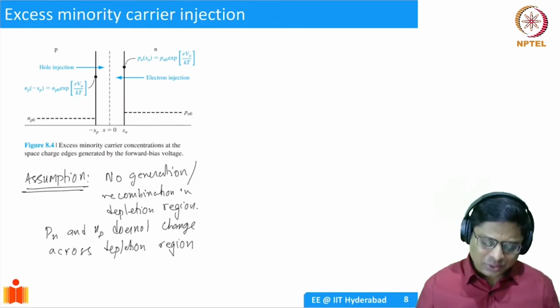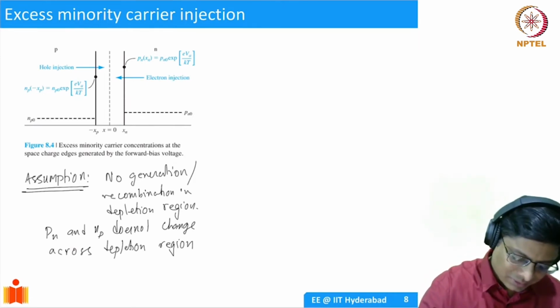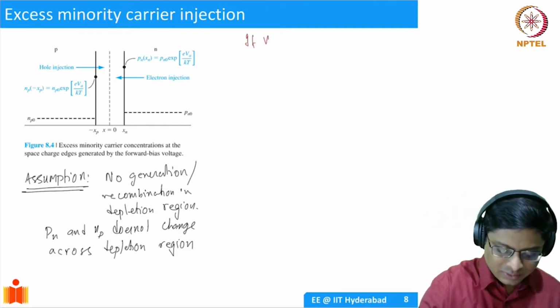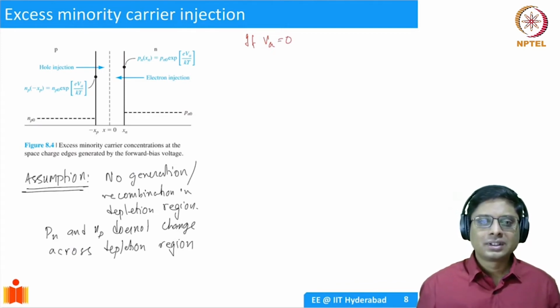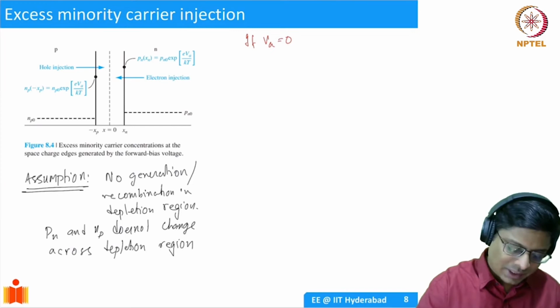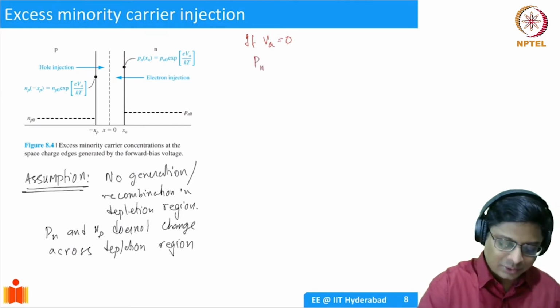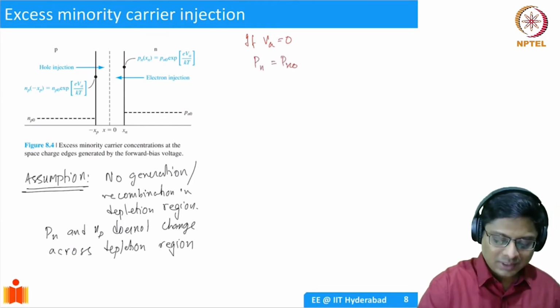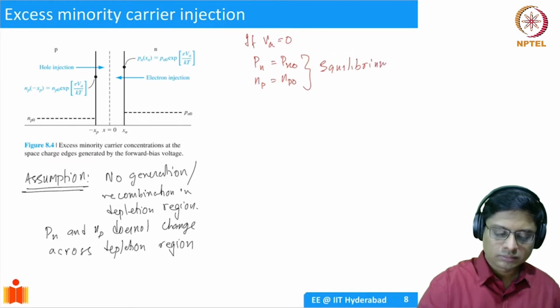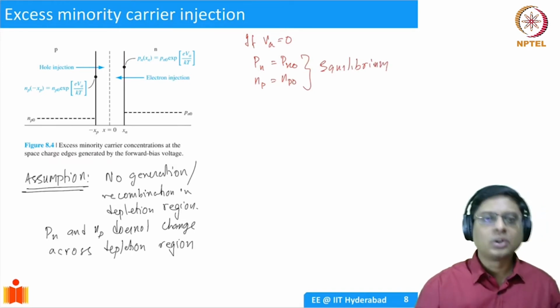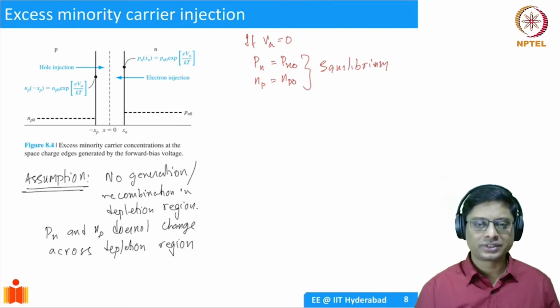Now, let's do a quick sanity check. I mentioned this, but just for completeness, let's say if Va equal to 0, what happens? Your minority carrier density, Pn, is going to equal Pn naught. Similarly, Np is equal to Np naught. So this is equilibrium. Only when applied voltage is not equal to 0, then you have non-equilibrium situations.